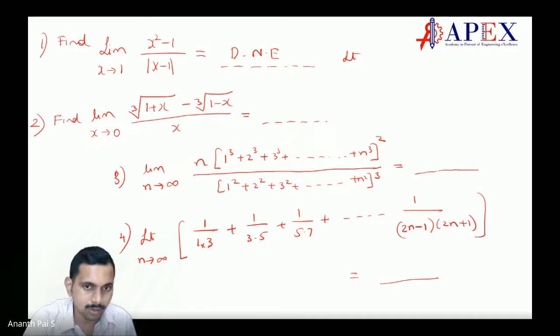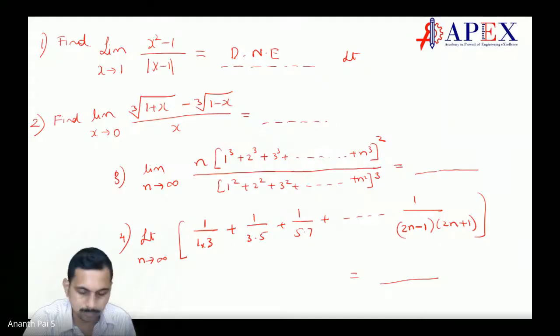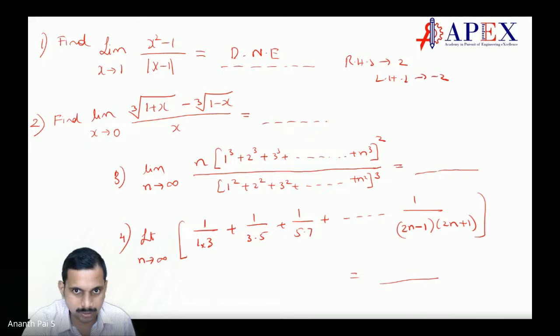Minus 1 and 1. Sorry, no, 2 wrong, 2 and minus 2. I got 2 and minus 2. So the right hand limit is 2 and the left hand limit is minus 2, correct? So does not exist is correct, but the right hand limit and left hand limit have to be done. Second one, I hope everybody got this.